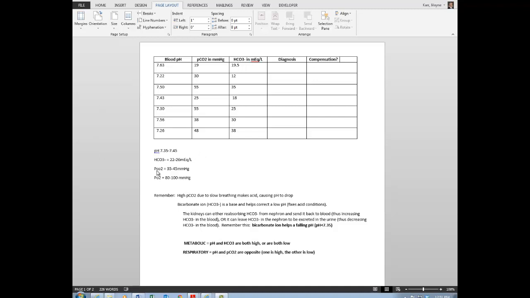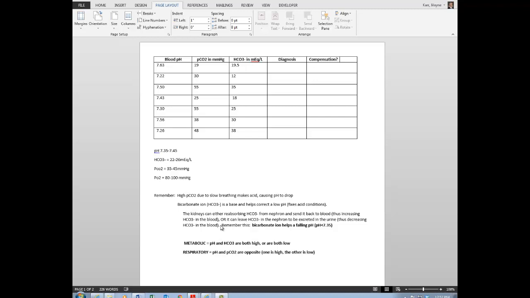So I've given you here the normal values for pH, bicarbonate ion, PCO2, and PO2 that we would normally get in an arterial blood gas. And also I have some hints here. Remember the PCO2 due to slow breathing will cause acidic conditions because it's building up in the blood, and that would cause pH to go down. So a dropping pH is a sign of acidosis. And bicarbonate ion acts as a base and it helps correct a low pH. It fixes acidic conditions. So again, the kidneys can either reabsorb bicarbonate and send it back to the blood to increase its value, or it can leave bicarbonate ion in the nephron to be excreted in the urine, therefore decreasing that value in the blood.